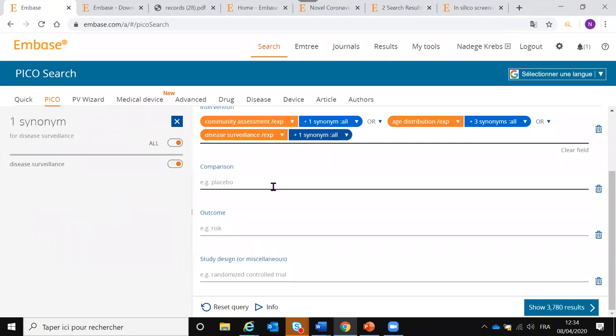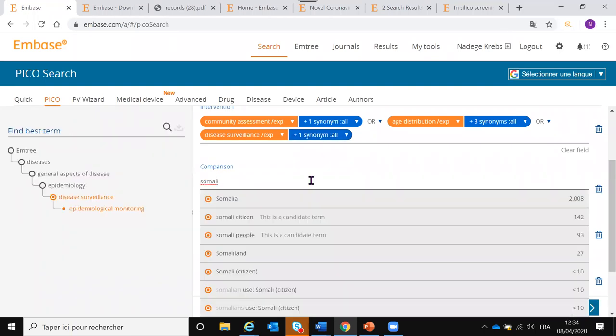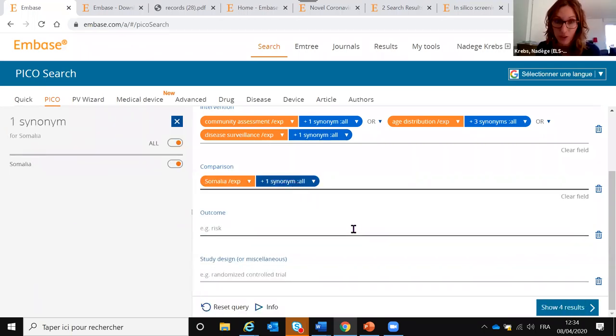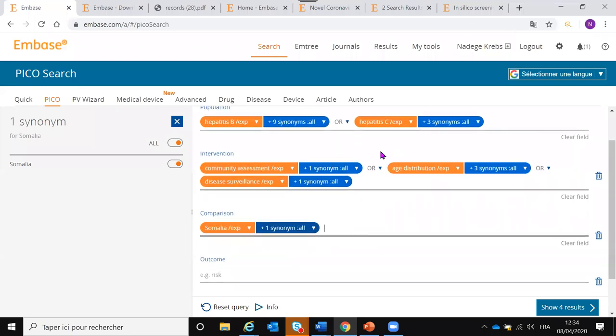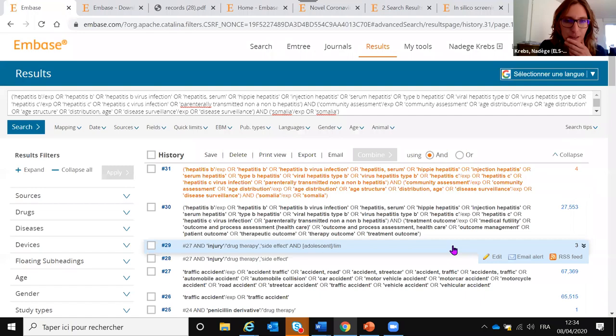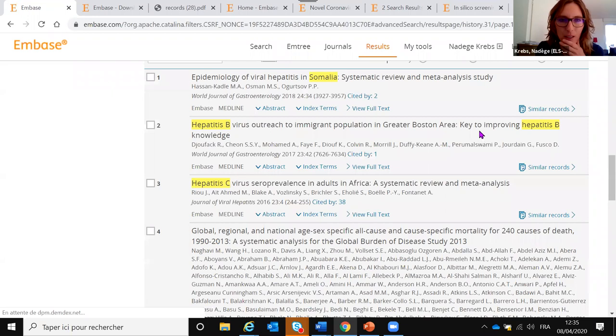Great. And then, so here we have 3,780, should we try with Somalia already in here? Maybe we have four results only. So I don't know if that's what he expects. Maybe this needs to be increased or put with more details, but let's look at these four results already. And so what are the titles? Epidemiology of viral hepatitis in Somalia, okay.